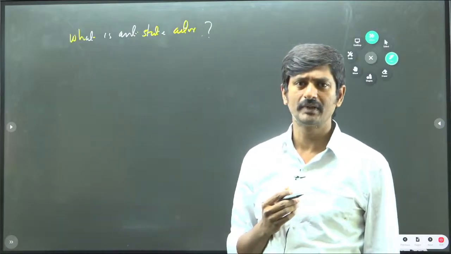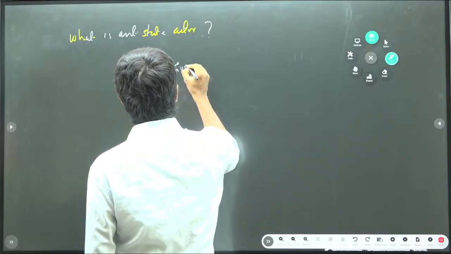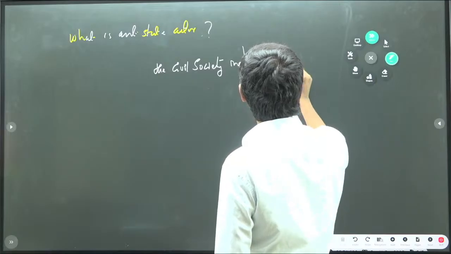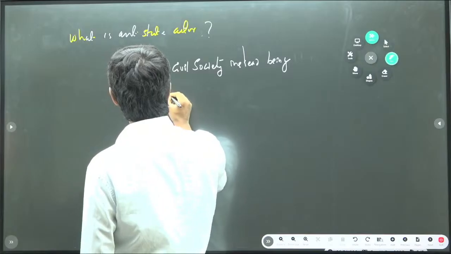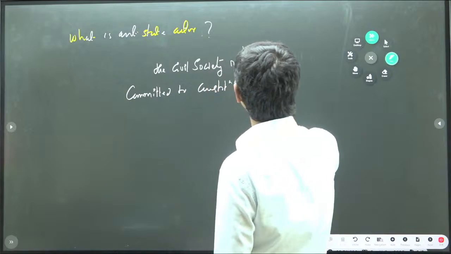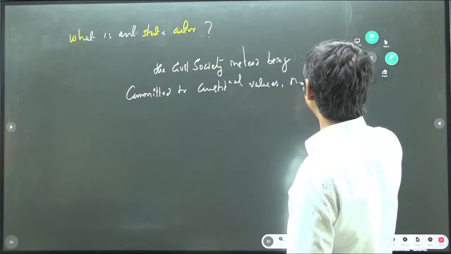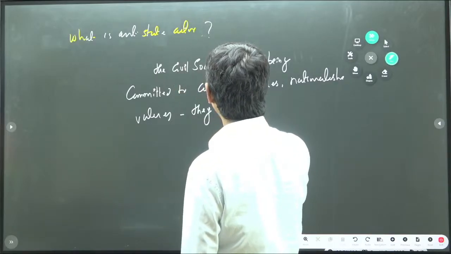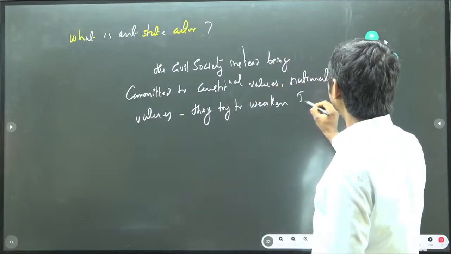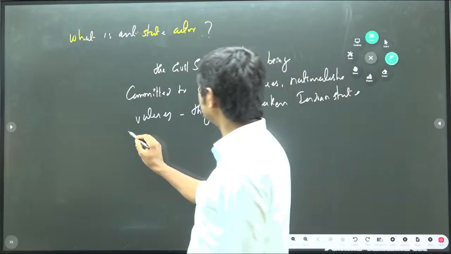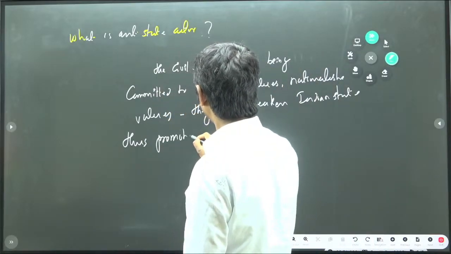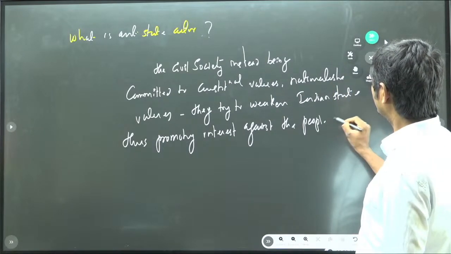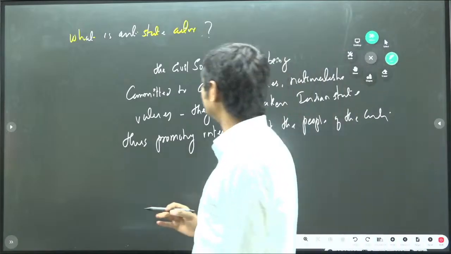What is anti-state actor? Anti-state means the civil society, instead of being committed to constitutional values and nationalistic values, try to weaken the Indian state, thus promoting interests against the people of the country. So this kind of aspect is called as non-state actor.